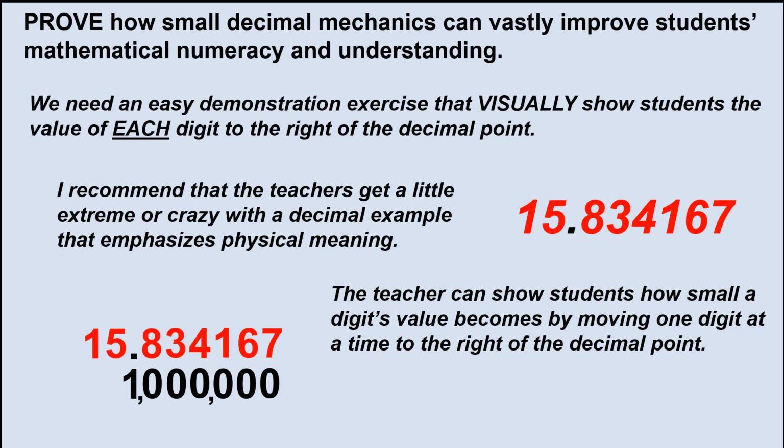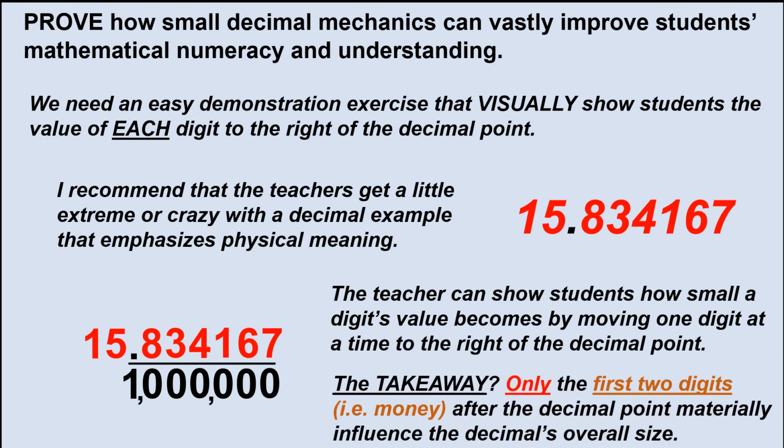Let's add a couple commas and a horizontal line to simulate a fraction, and our decimal's overall size is 15 and 834,167 millionths. But the approximate material size of the decimal can be found in money terms, $15.83 or 15 83/100ths. So what's the takeaway?